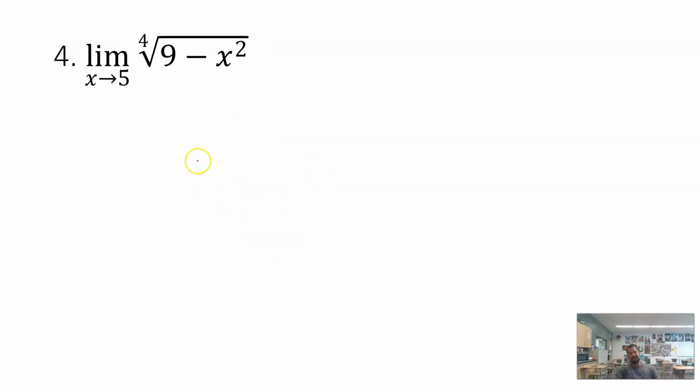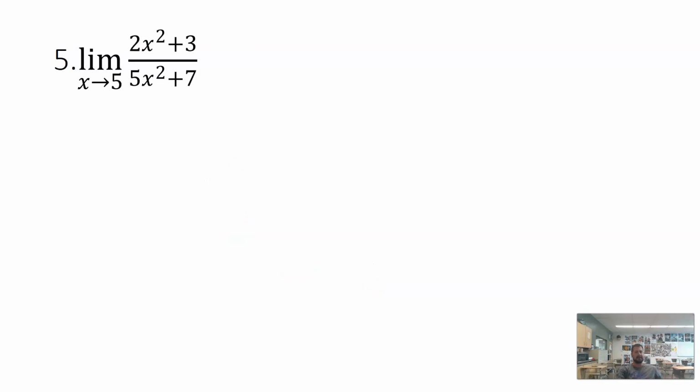Number 4, I take 5, I plug it in, 9 minus 5 squared, that's the 4th root of negative 16. You can't do that as well, so that one also does not exist. We cannot find that one because, again, it's a 4th root of a negative number. You can never have an even root and have the number be negative. It just doesn't work that way.